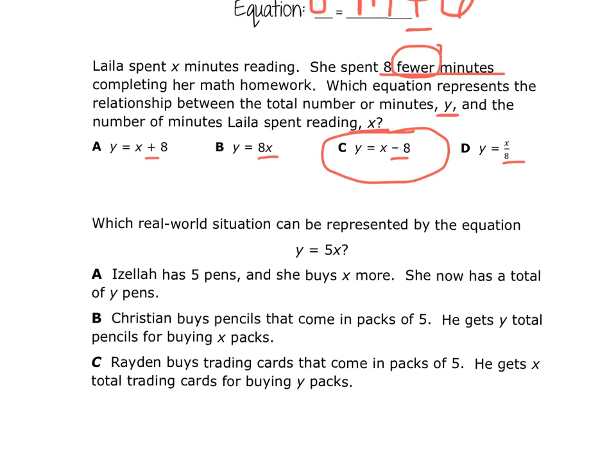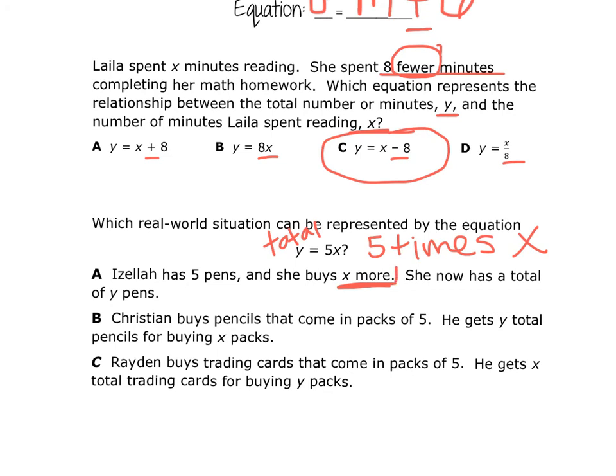Let's look at this last one here. It says, which real-world situation can be represented by the equation y equals 5 times x? Remember, y is going to be my total. 5 is going to be multiplied with x, so 5 times x, whatever x is. We're multiplying 5 and x together to get y, which is our total, okay? So let's look at our answer choices here. It says A, Isella has 5 pens and she buys x more. She now has a total of y pens.